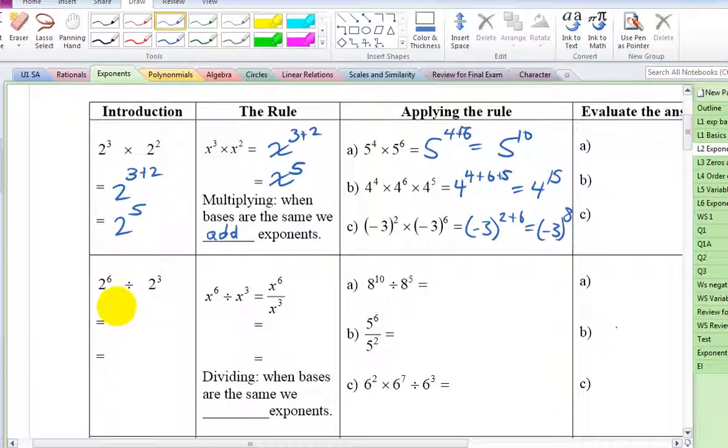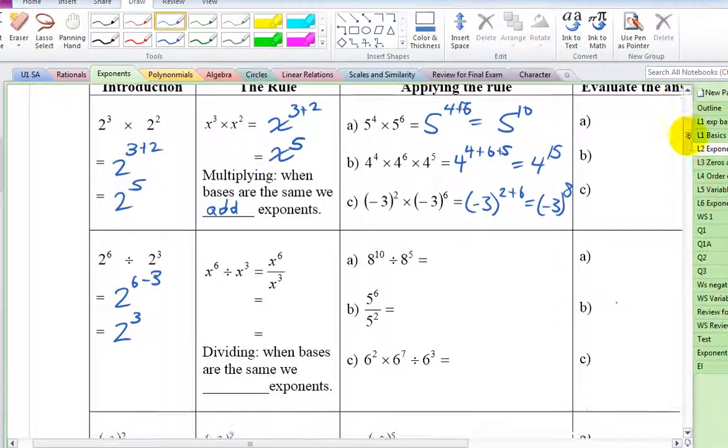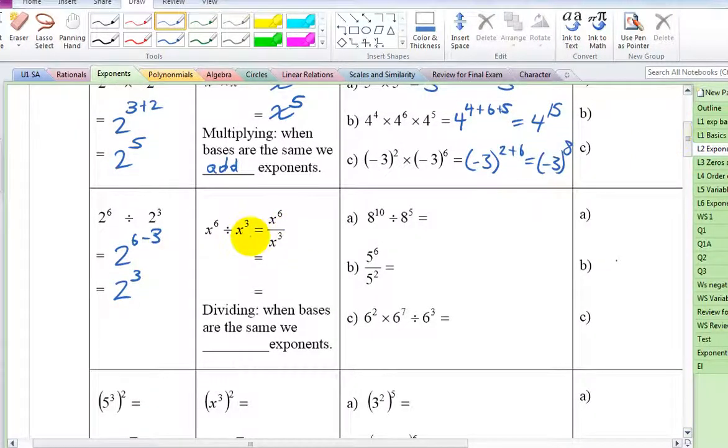Next, we're dividing. We subtract, so the work is 6 minus 3, and we should get 2 cubed. Okay. Now, for the letters, you can write it any way you want. It doesn't matter which way you write it. It's still 6 minus 3 x cubed. So dividing when bases are the same, we subtract the exponents. Okay. Okay, please do that. Answer A, B, and C right there, please.